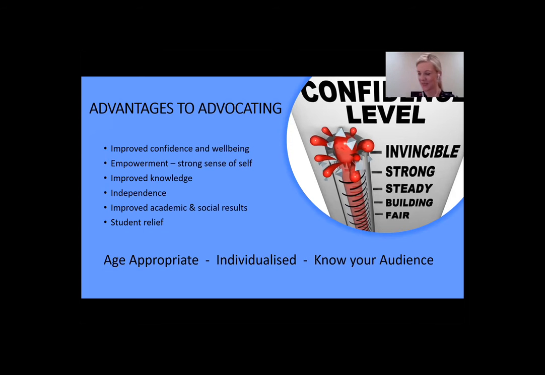Okay, so now we're going to look at some advantages to advocating. And again, I'm going to refer to Orman's research. Orman states that when successfully developed, self-determination allows individuals to make choices and exercise control over the direction of their lives. So of course, when we have that, we'll get improved self-confidence and well-being. The students will have empowerment and a really strong sense of self. It will improve their own knowledge of their vision impairment. They will gain independence from that. And that can in turn lead to improved academic and social results too.